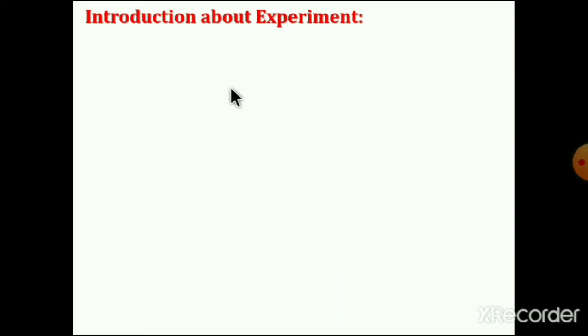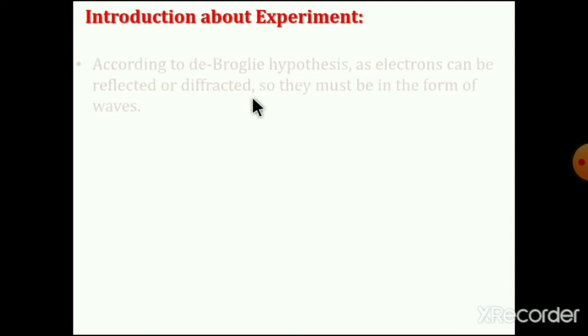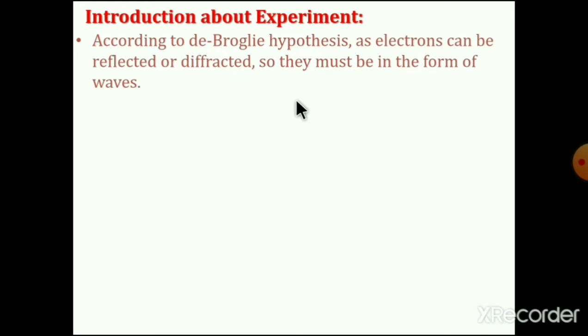Now, firstly, we discuss the introduction about the Davisson and Germer experiment. In an earlier lecture, we learnt about the de Broglie hypothesis. According to the de Broglie hypothesis, electrons can be reflected or diffracted, so they must be in the form of waves. We know the physical phenomena which satisfy the integer rule. These phenomena are explained on the basis of wave nature.